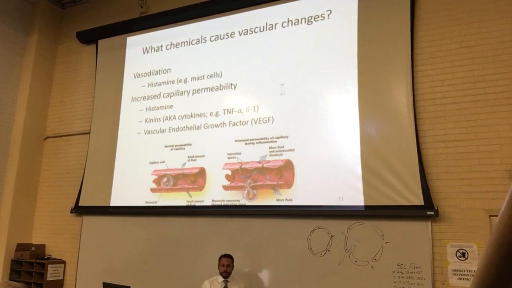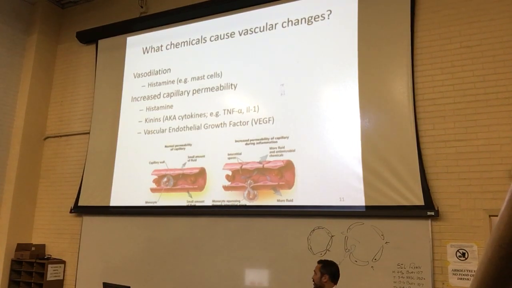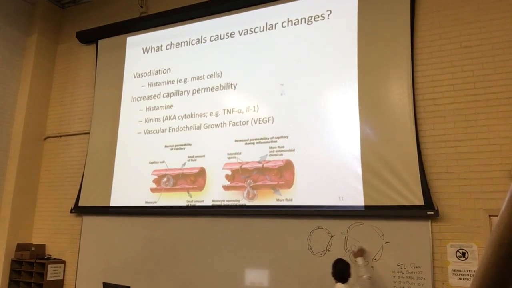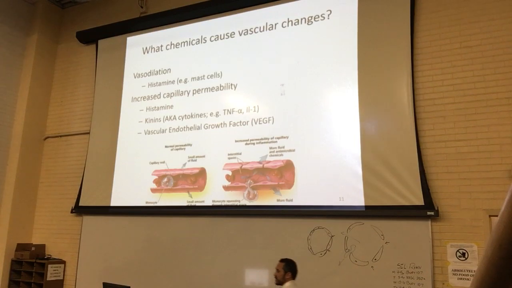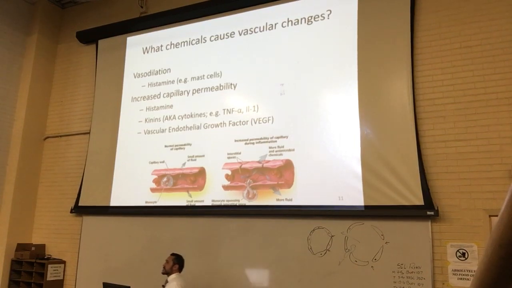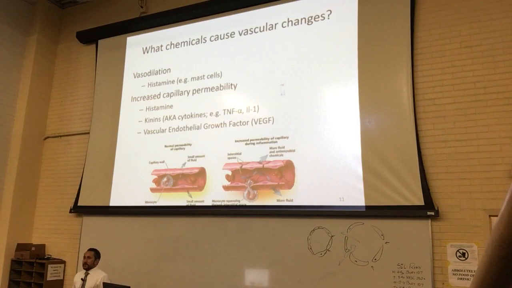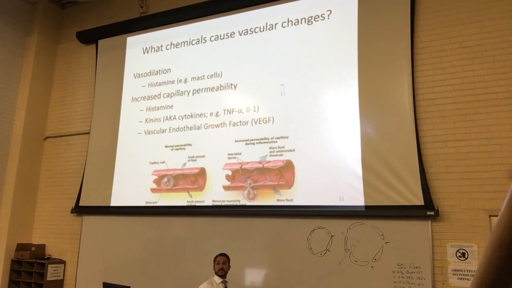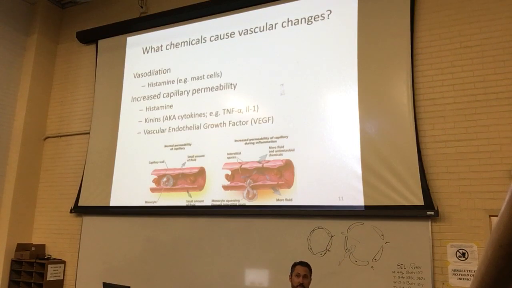Okay, so what is causing these vascular changes? So all of a sudden, you're telling me it goes from this to this. Why? How does that work? Well, we get the release of numerous signaling molecules. We get molecules that cause vasodilation, for example, histamine. Histamine is released by mast cells. Mast cells are usually stimulated during trauma or injury, and they dump their contents. And histamine causes a massive vasodilation.